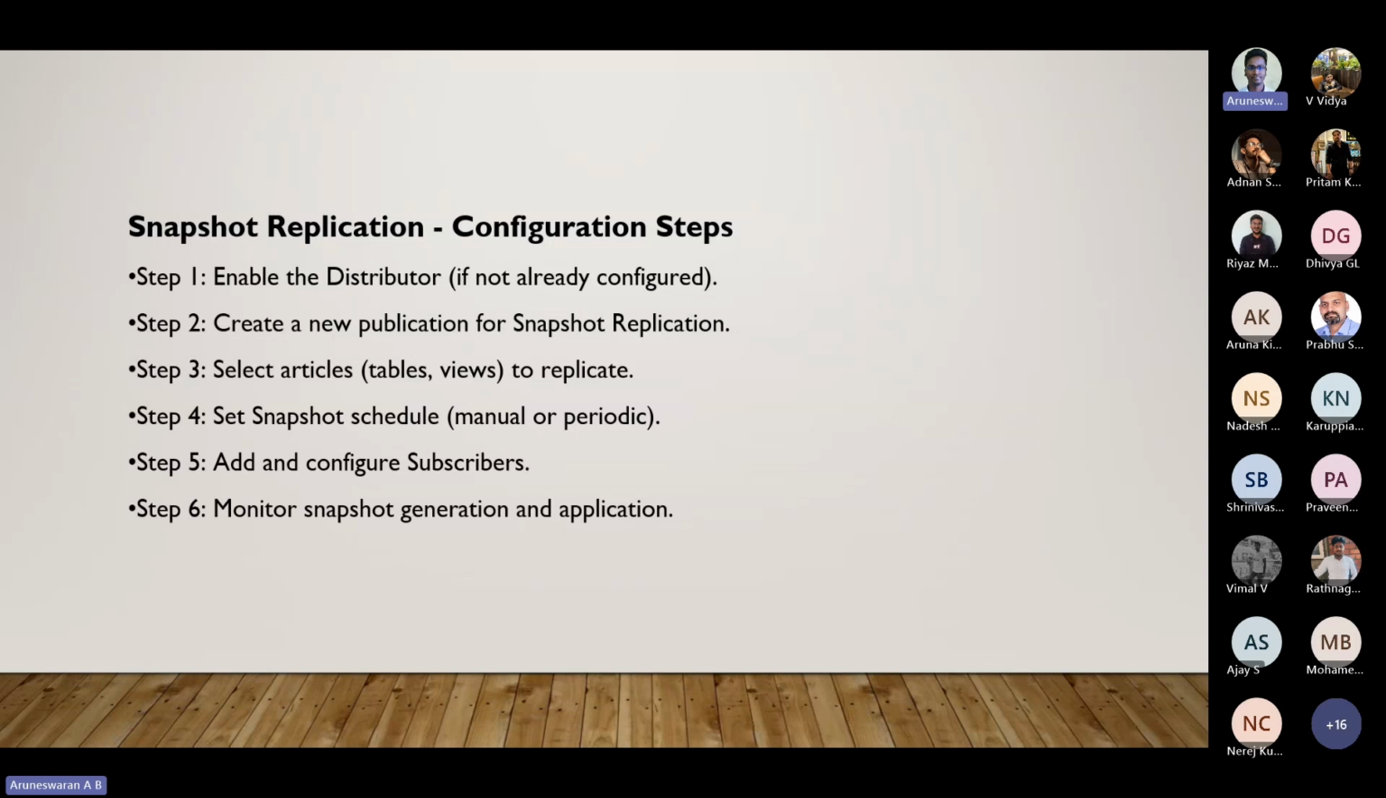Next, we need to create a new publication for the snapshot replication. I already told you about publication, right? A publication is used to publish the data from our source. It will take the data from our server A or source database. Next, we move on to selecting the articles to replicate.